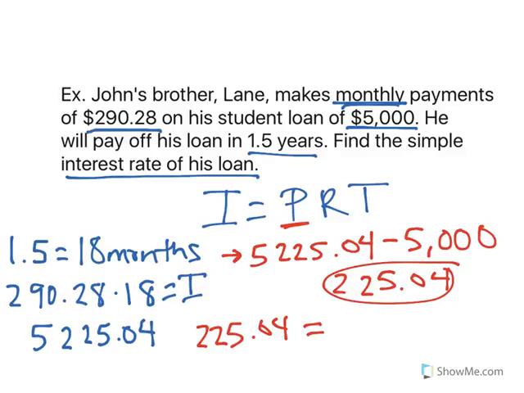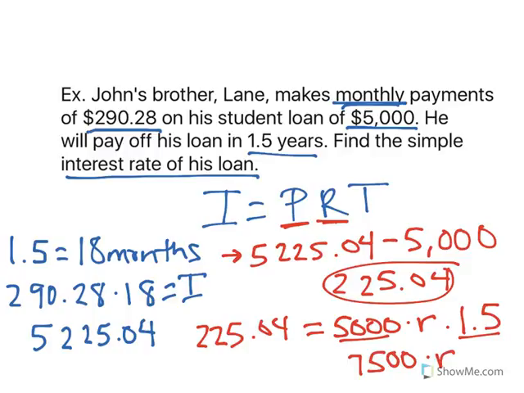Well, our principal is what we started off with, so that's our 5,000. Our R is our rate, and that's what we're actually solving for, so I'm just going to say times R. And then our T, our time, is 1.5 years. So let's simplify it again. We have to get R by itself. So in order to get R by itself, we have to multiply 5,000 times 1.5. And when we do that, we're going to get 7,500.